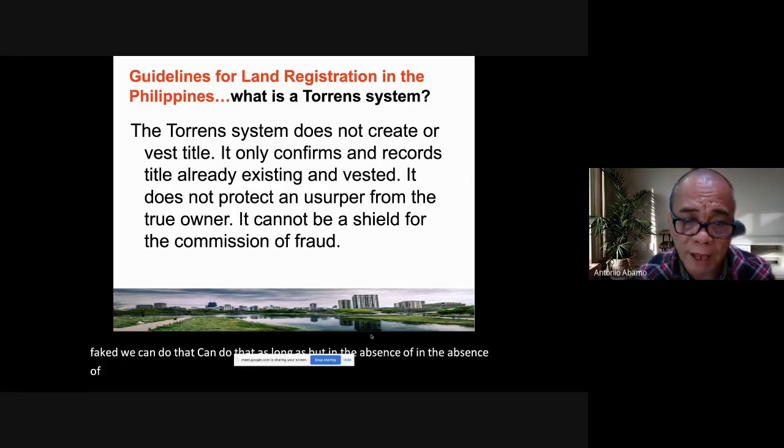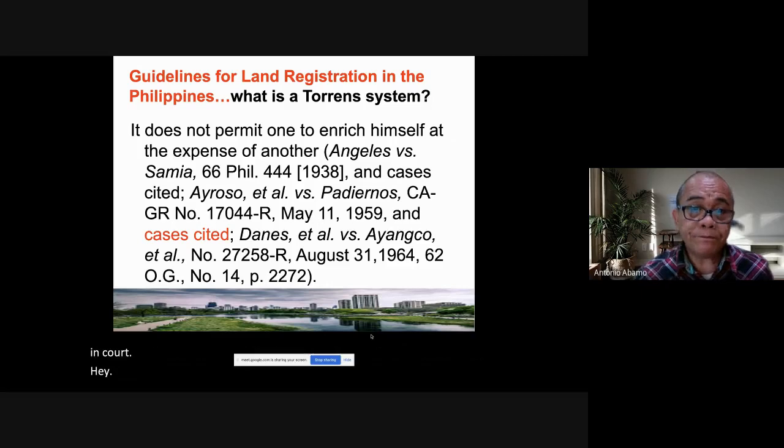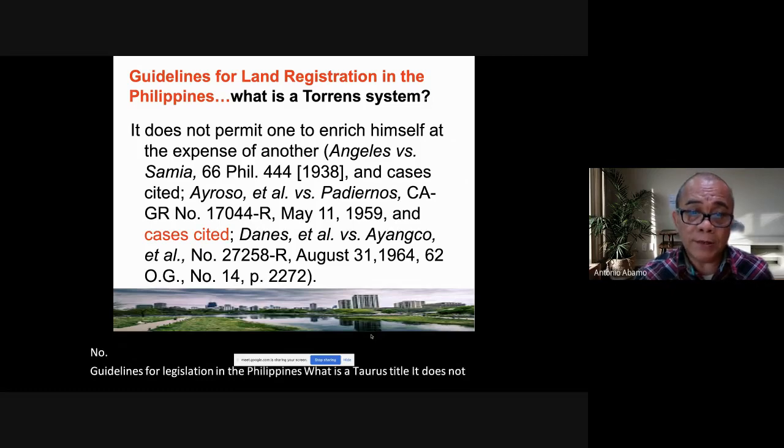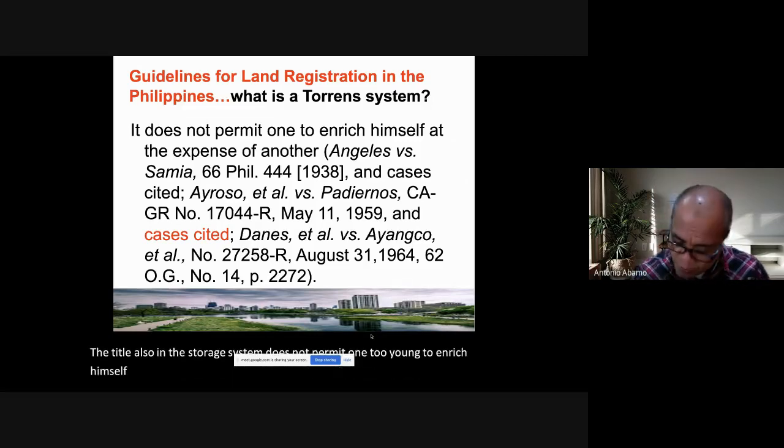In the absence of any conflicting claim, your ownership stands binding and enforceable in court. Okay. Now, guidelines for land registration in the Philippines. What is a Torrens title? The Torrens system does not permit one to enrich himself at the expense of another.